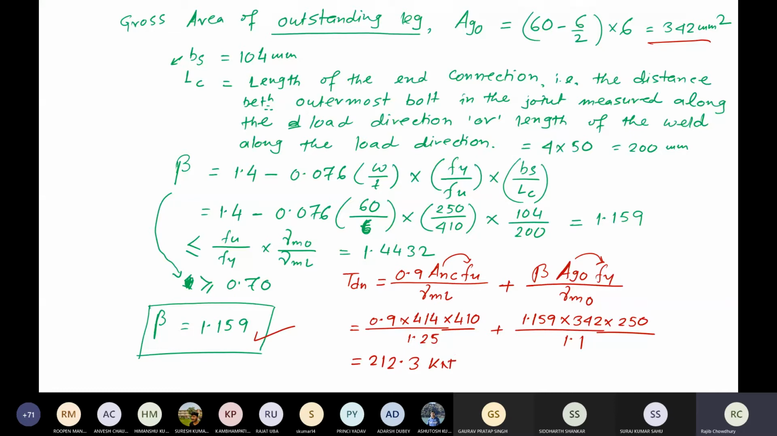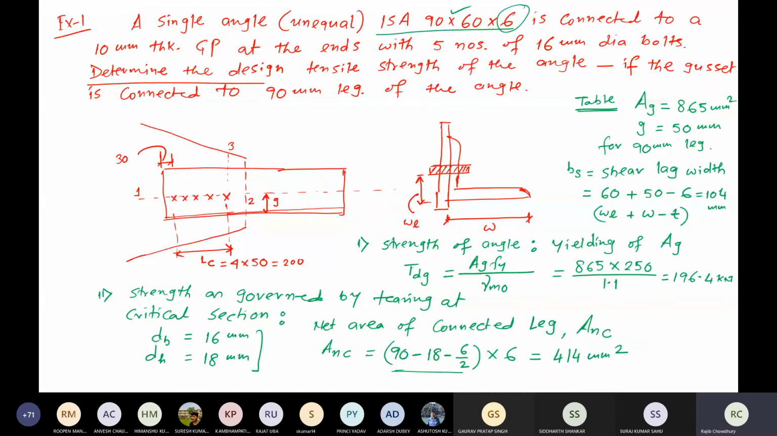Okay, so until now, for the strength of the angle, we looked at the yielding of the gross cross section, then the strength governed by the tearing at the net section. Now what is the third one? The third one is the block shear. This is the only typical thing that we require to identify how to find out the different terms.